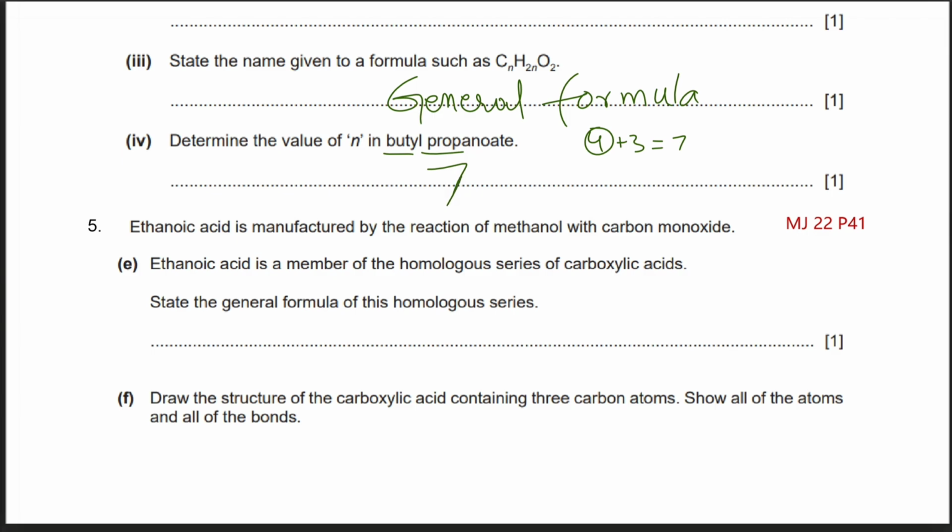Ethanoic acid is manufactured by reaction of methanol with carbon monoxide. Ethanoic acid is a member of a homologous series of carboxylic acids. State the general formula of this homologous series. Now, the carboxylic acid general formula will be CnH2n plus 1 COOH. This also we have done.